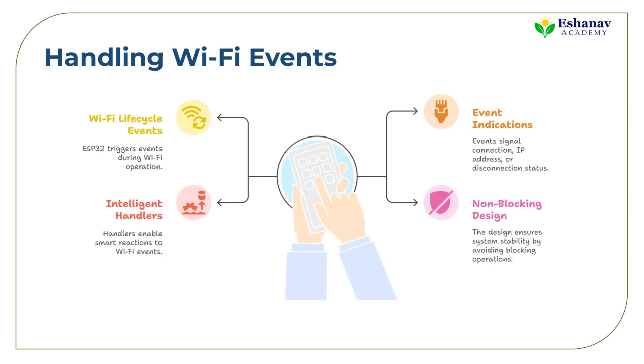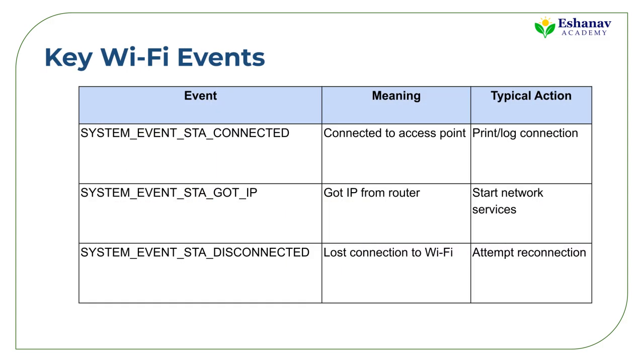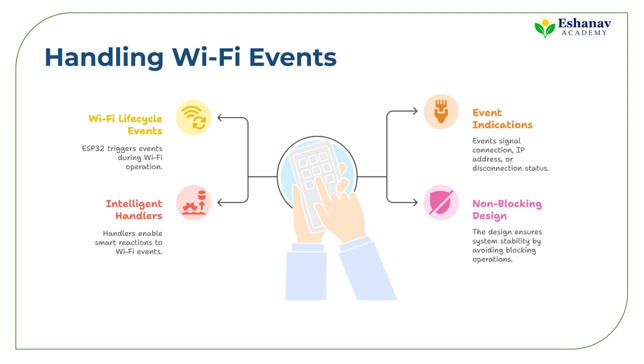The ESP32 provides a powerful mechanism for handling Wi-Fi issues: system events. These are notifications triggered whenever the Wi-Fi state changes. For example, when your ESP32 connects to an access point, it fires system_event_st_connected. When it gets an IP address, you'll see system_event_st_got_IP. And when it drops from Wi-Fi, you get system_event_st_disconnected. By writing an event handler, you can decide how to respond dynamically.